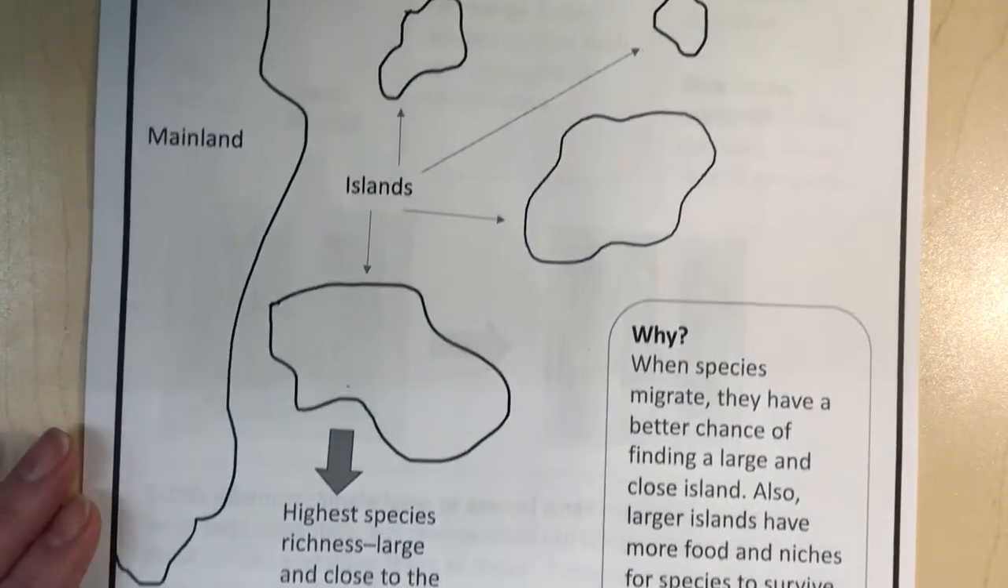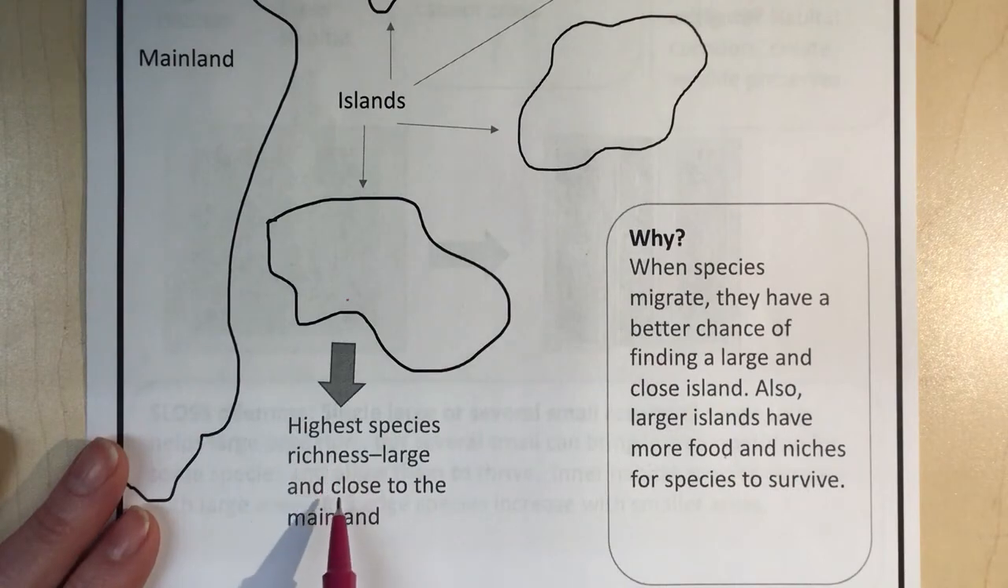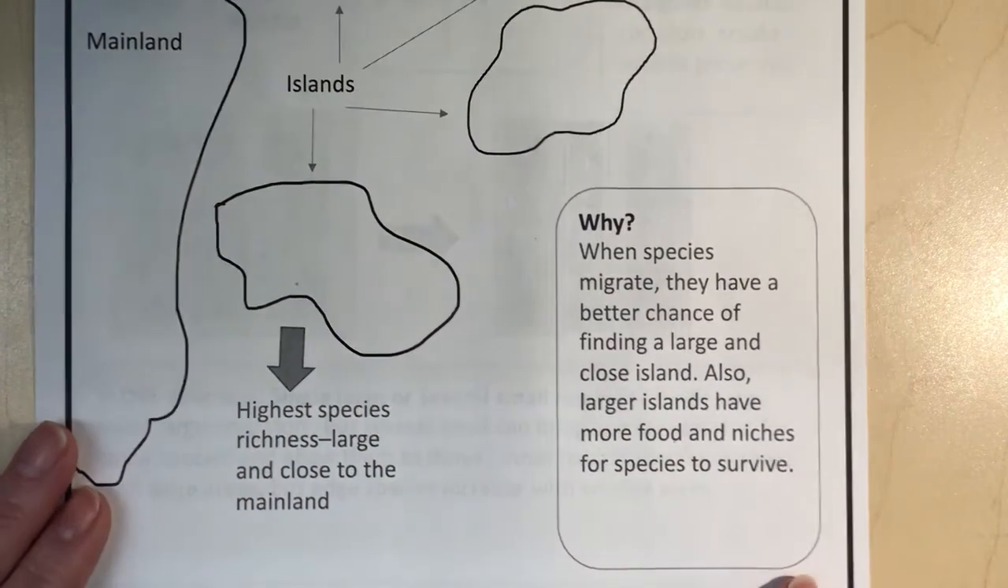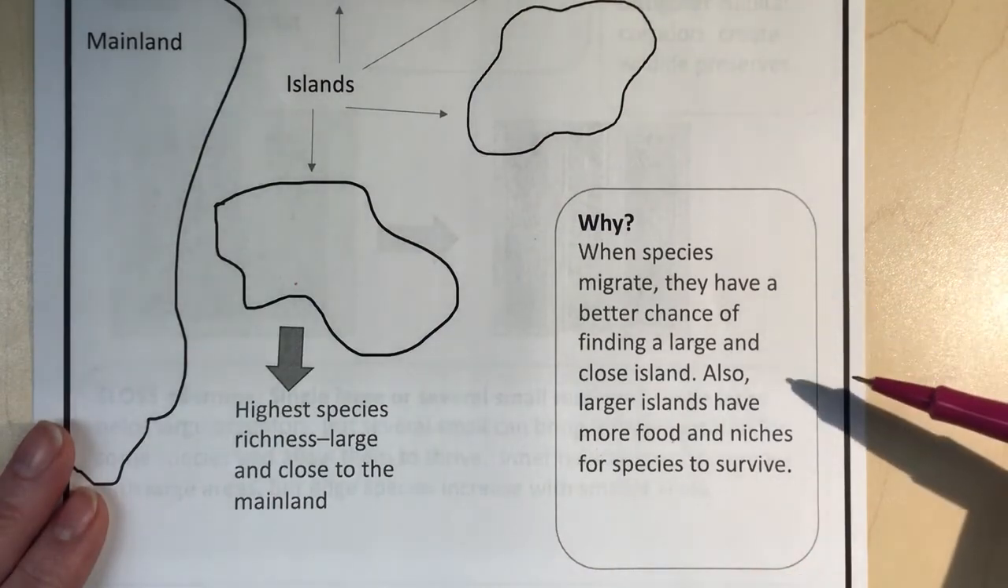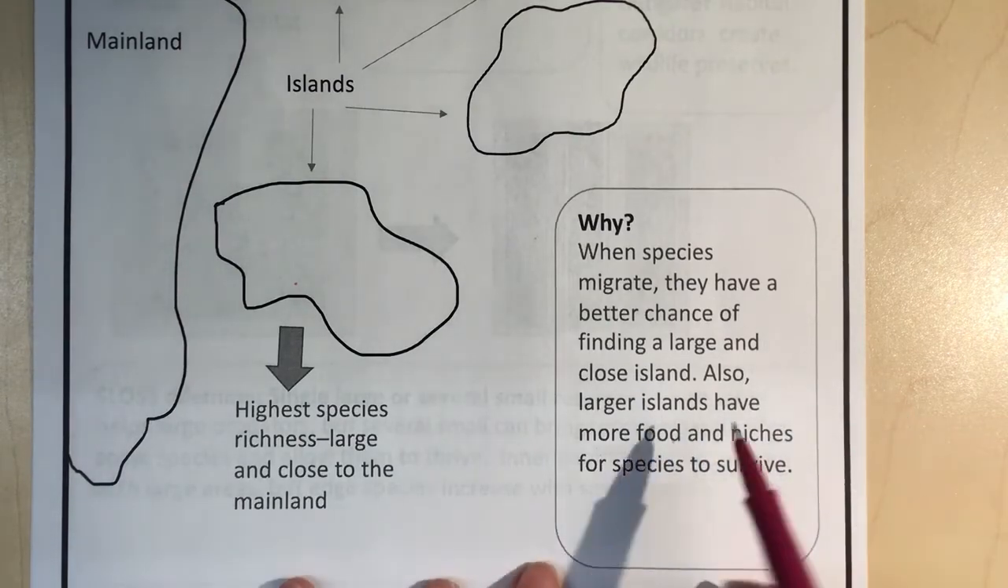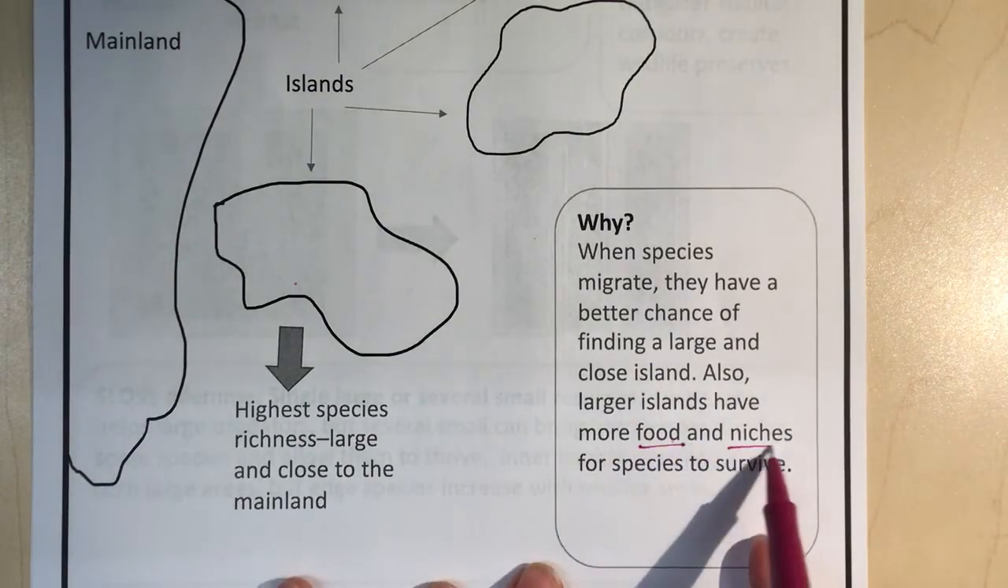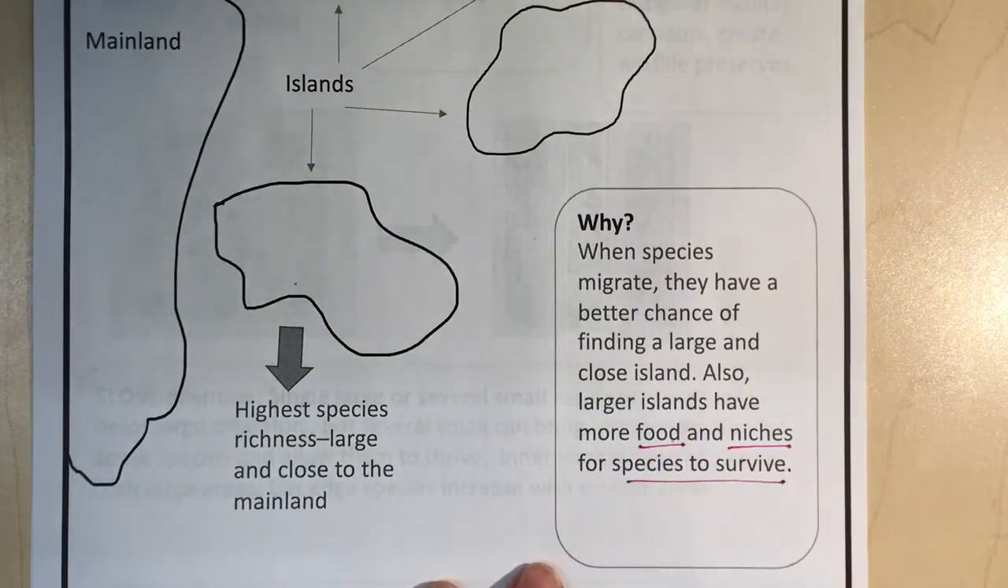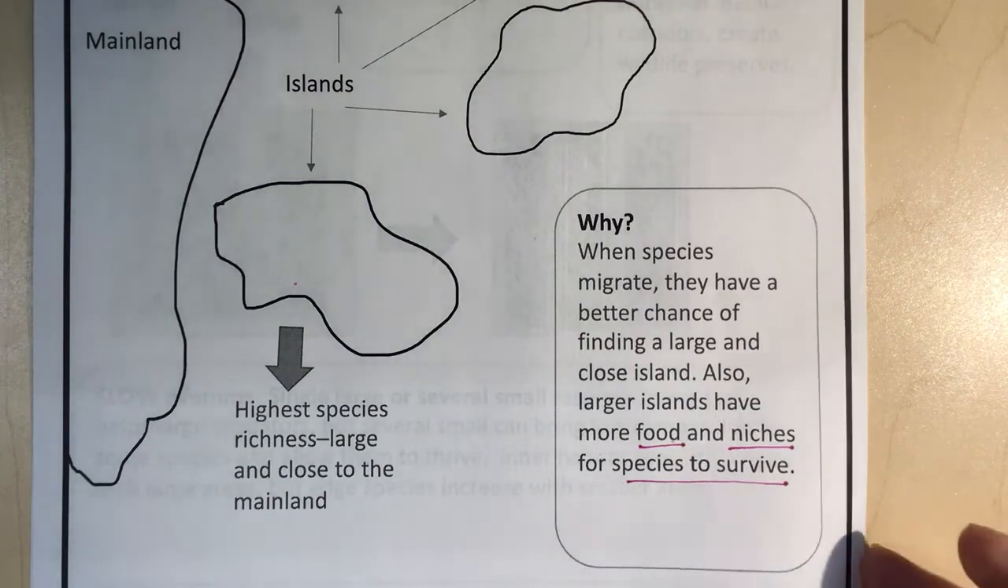And the opposite down here, the highest species richness is large islands close to the mainland. Why? Well, when species migrate, they have a better chance of finding a large and close island. Also, larger islands have more food and niches for species to survive. Pause as you need to.